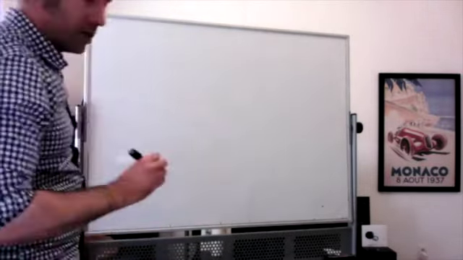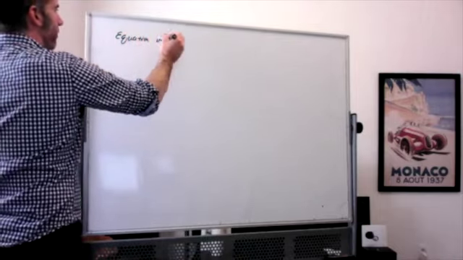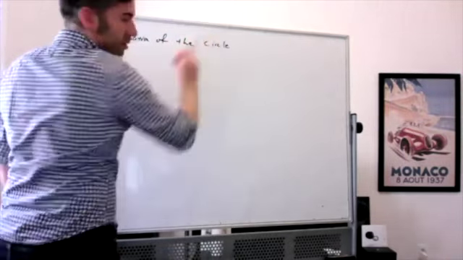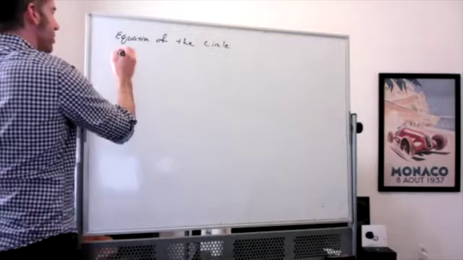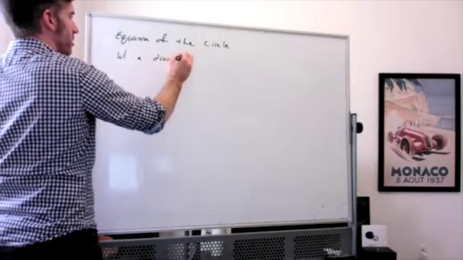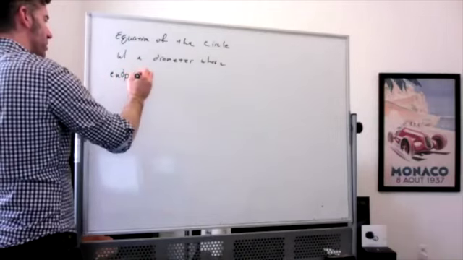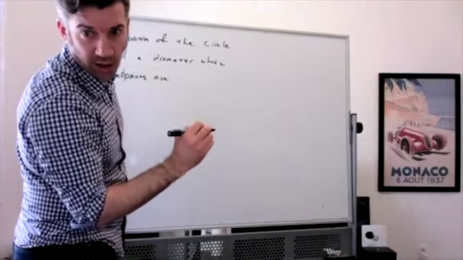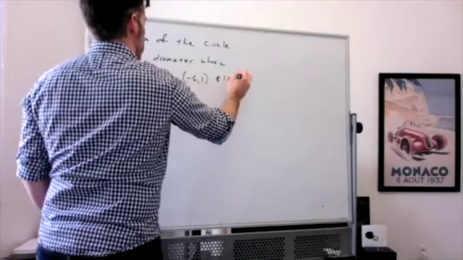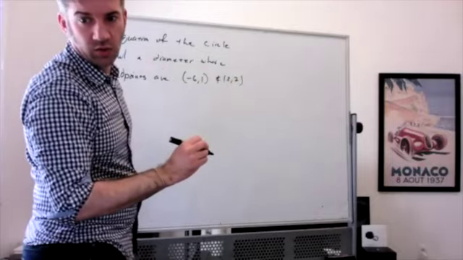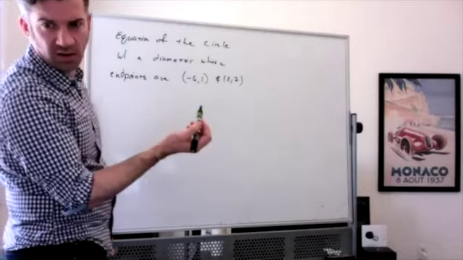So let's look at this next question. What is the equation of the circle that has, sorry, I'm looking at the wrong one, a diameter whose endpoints are the following. Let's see here. -6, 1, and 2, 7. And sorry, I think that's all I want. Yeah, that's all we need.